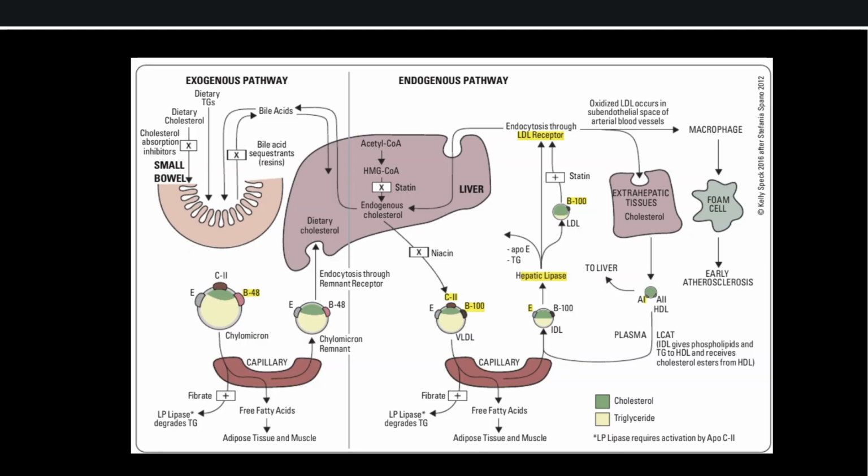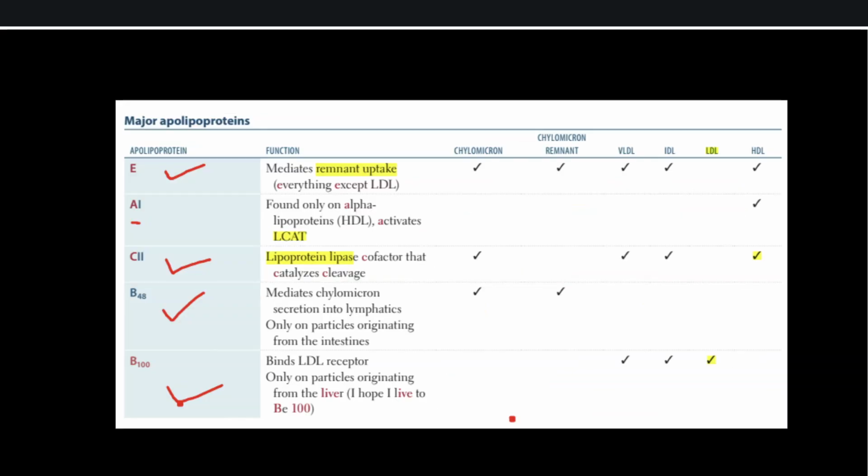Now, LDL has only that one marker left, denoting liver origin. So how do we know where it ends up? The thing is, LDL doesn't need an apolipoprotein for the end of its journey.